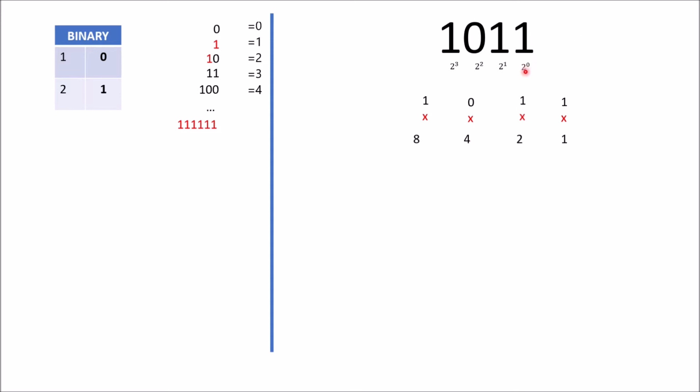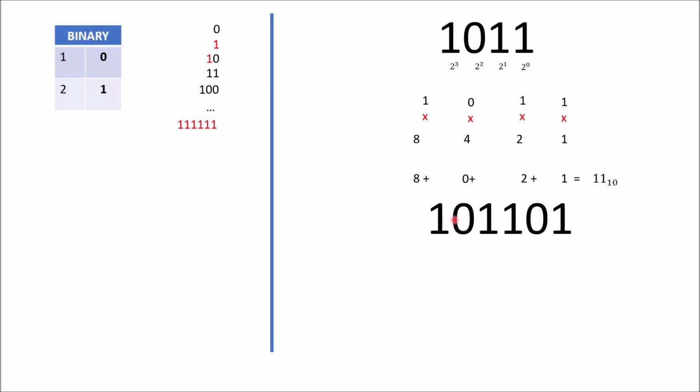Remember that 2 to the power of 0 is always 1. Then to the power of 1 is 2, power of 2 is 4, and power of 3 is 8. And then we multiply every one of these results. Remember that you can ignore the zeros and then just multiply and add all the results together, and then you have the corresponding decimal value.